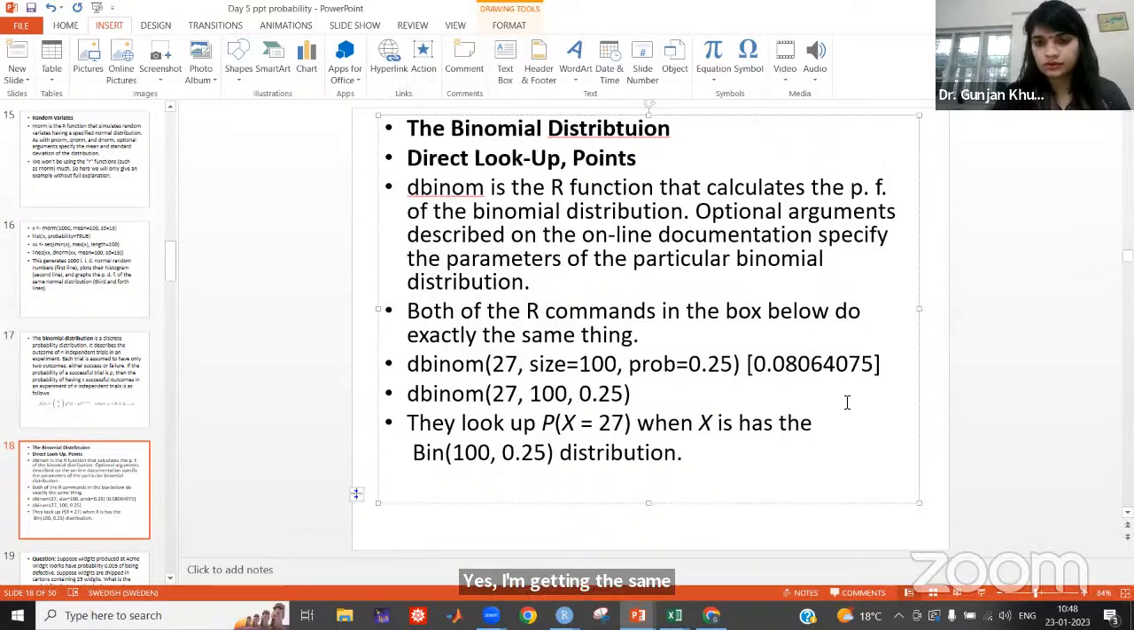So R can be used to calculate probability mass functions, and these involve very heavy calculations. Otherwise you have to use some online probability mass function calculator, or you can use R also.